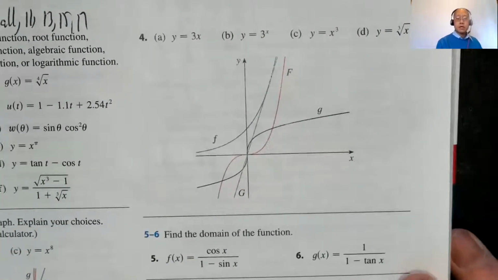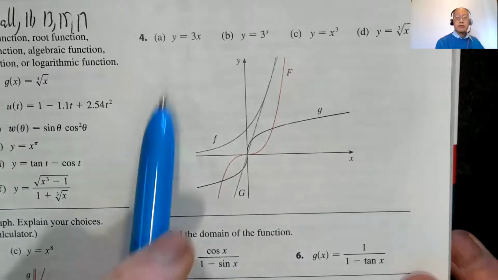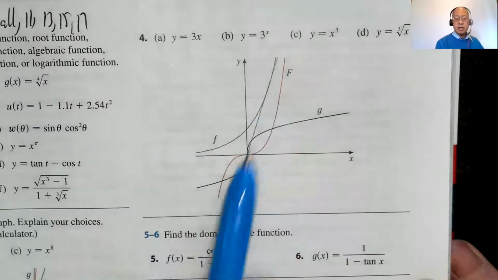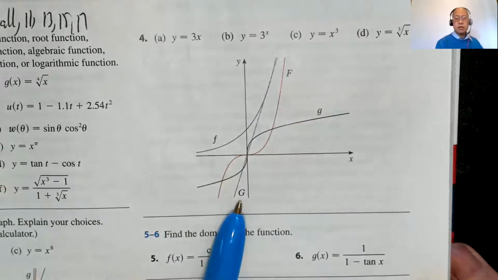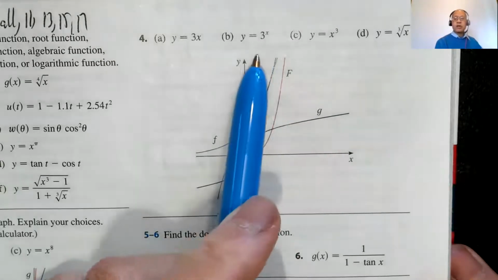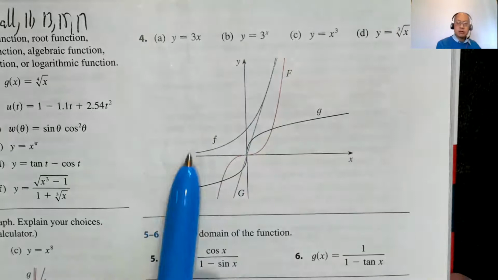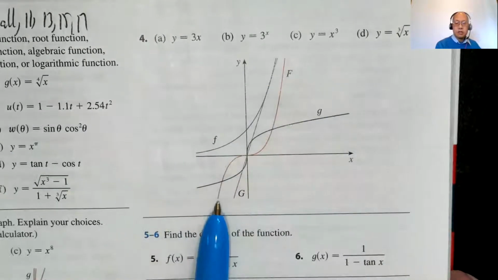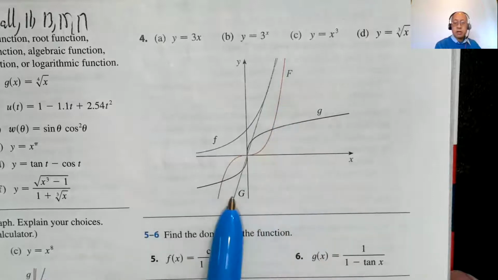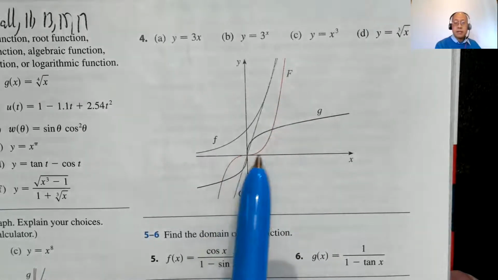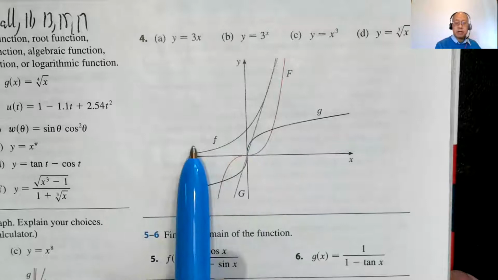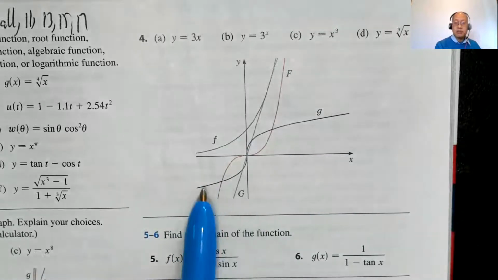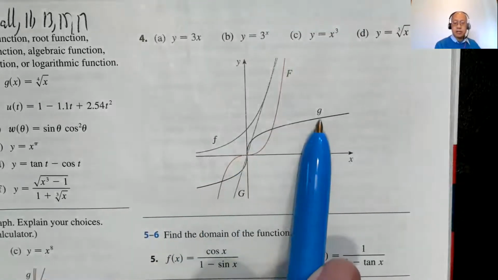Okay, number 4, which is which? Okay, 3x is a line, straight line, so that's capital G. 3 to the x power, that's exponential, so that's little f. Cubic function, so that's the red one. That's capital F. B should be little f. And then the cube root swings over like that, so that's little g.